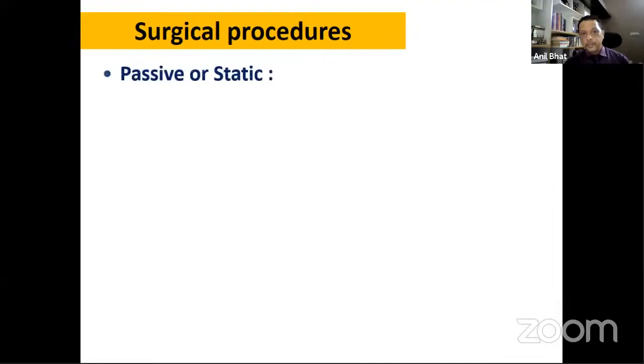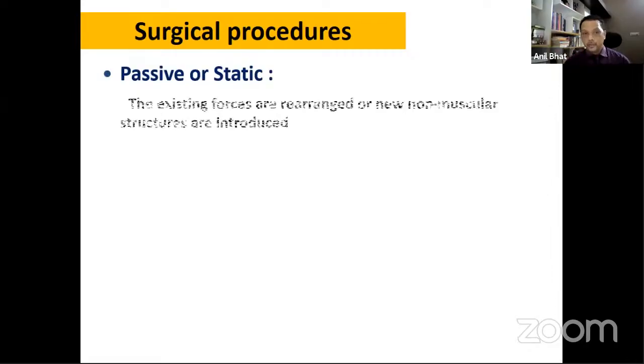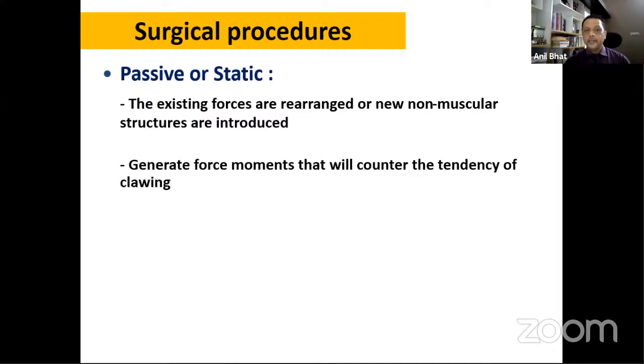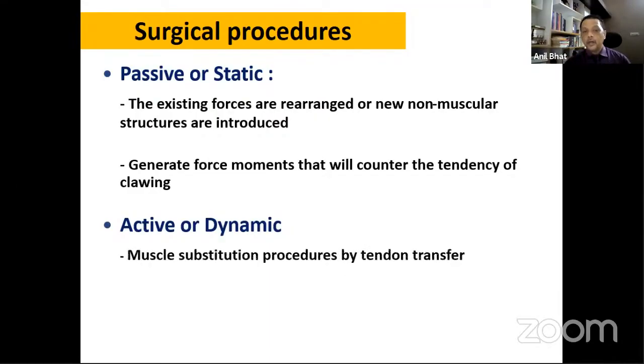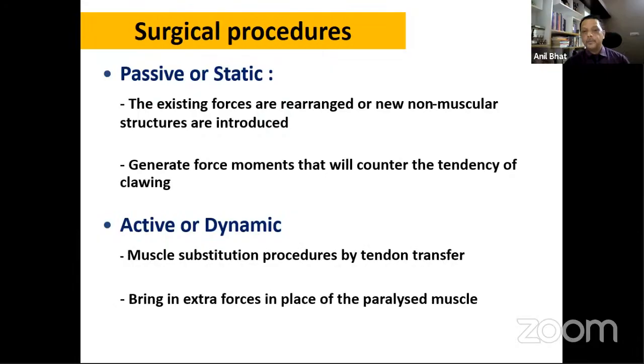Now, surgical procedures, they will ask you what are the things you know. The two major things are passive or static procedures, where the existing forces are rearranged or new non-muscular structures are introduced, and they generate force moments that will counter the tendency of clawing. So that is static procedures. Active or dynamic is basically your tendon transfer. So muscle substitution by tendon transfer will give extra force.